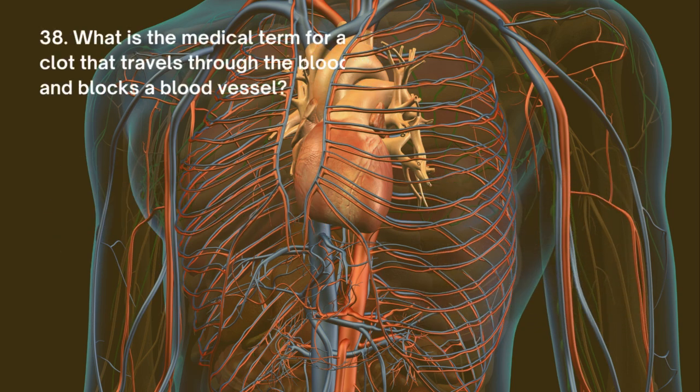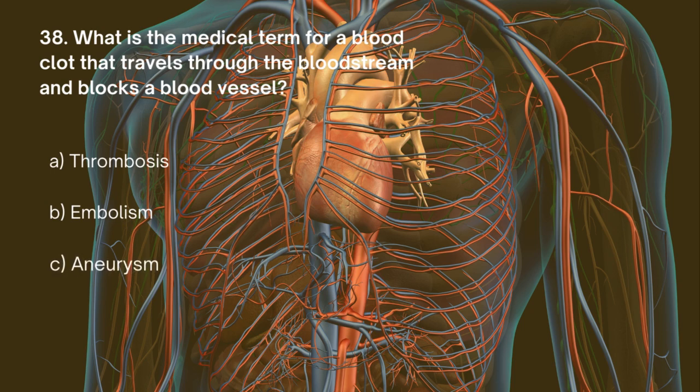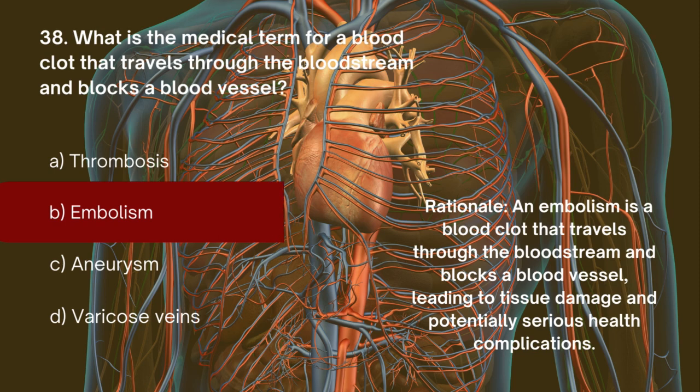38. What is the medical term for a blood clot that travels through the bloodstream and blocks a blood vessel? A. Thrombosis. B. Embolism. C. Aneurysm. D. Varicose veins. Rationale: an embolism is a blood clot that travels through the bloodstream and blocks a blood vessel, leading to tissue damage and potentially serious health complications.